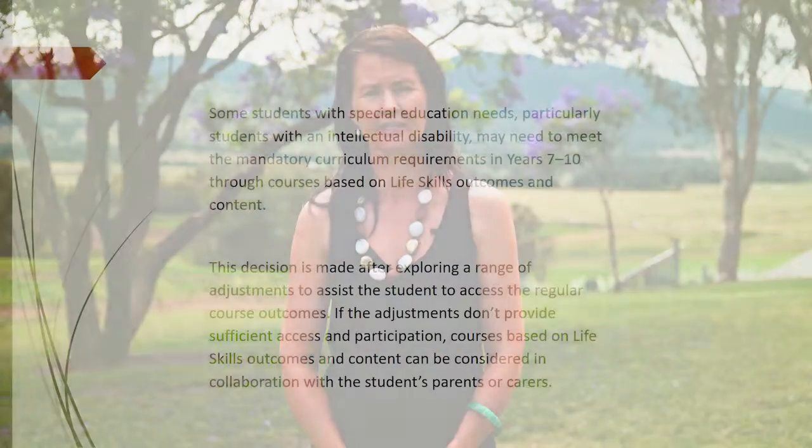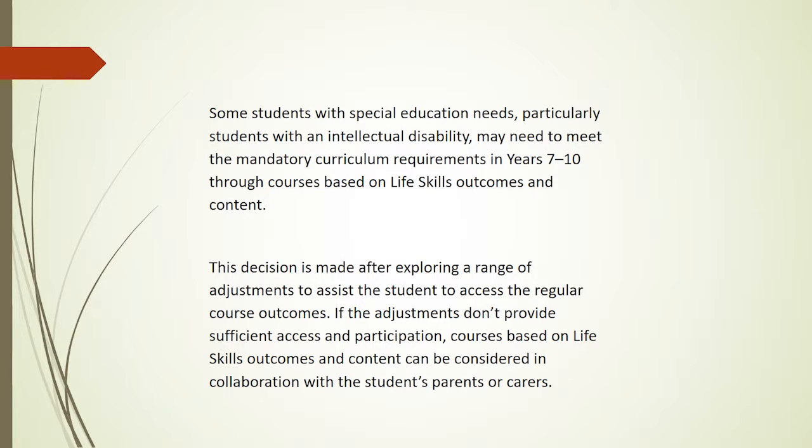What is life skills and which students should be accessing this pattern of study? Some students with special education needs, particularly students with an intellectual disability, may need to meet the mandatory curriculum requirements in Years 7 to 10 through courses based on life skills outcomes and content. The decision is made after exploring a range of adjustments to assist the student to access the regular course outcomes. If the adjustments don't provide sufficient access and participation, courses based on life skills outcomes and content can be considered in collaboration with the student's parents and carers.